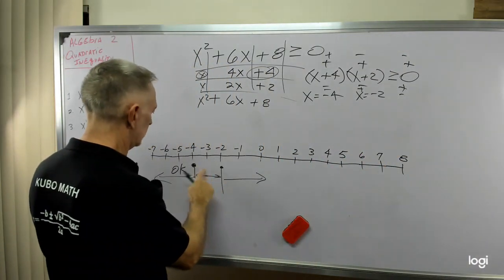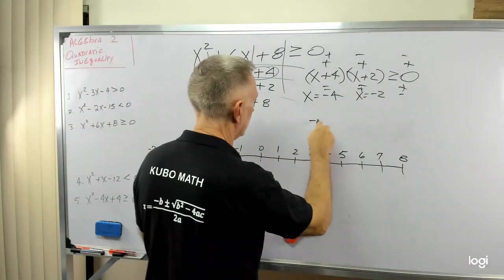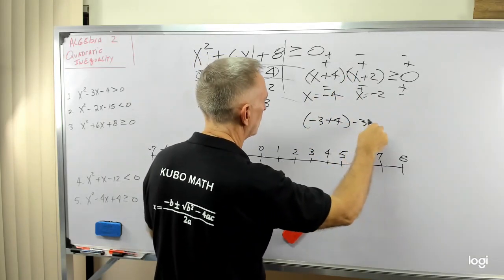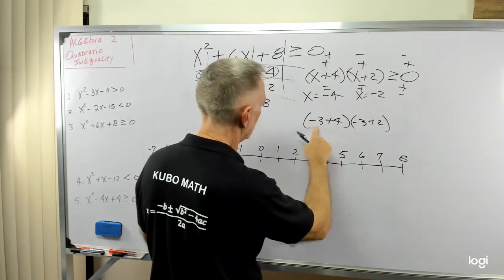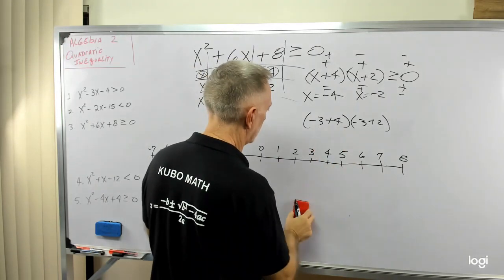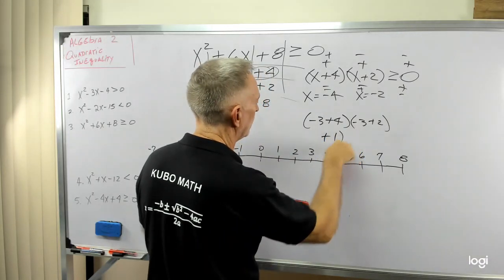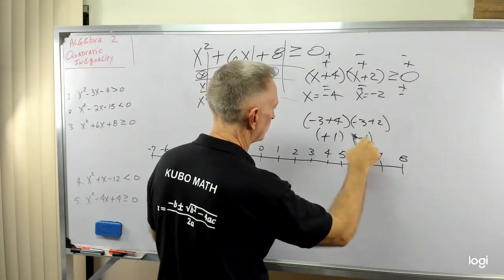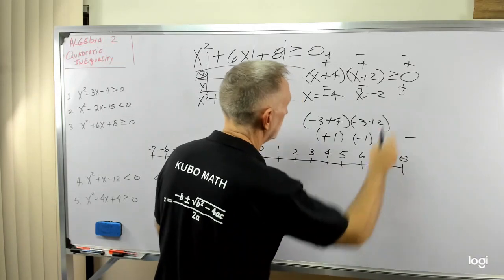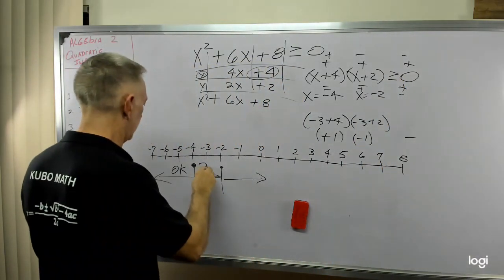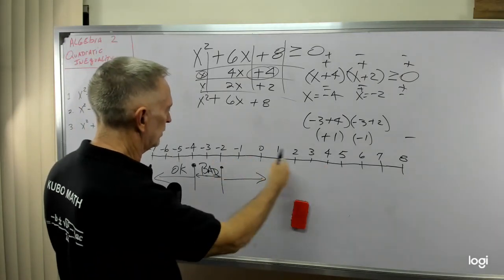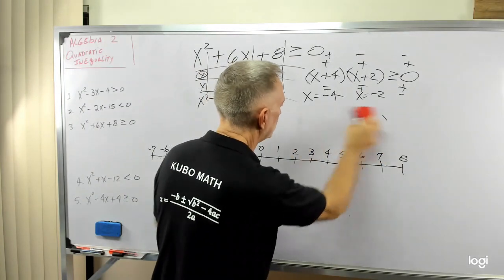All right, inside, let's look at negative 3, let's say. Negative 3 plus 4. Negative 3 plus 2. So this is a positive 1. I should write that a little better. That's a positive 1. And this is a negative 1. Negative 3 plus 2. Positive times negative is a negative. That will not work. That's bad. Okay. Negative 1. Well, let's try 0. That's included. That'll be a little easier for us.